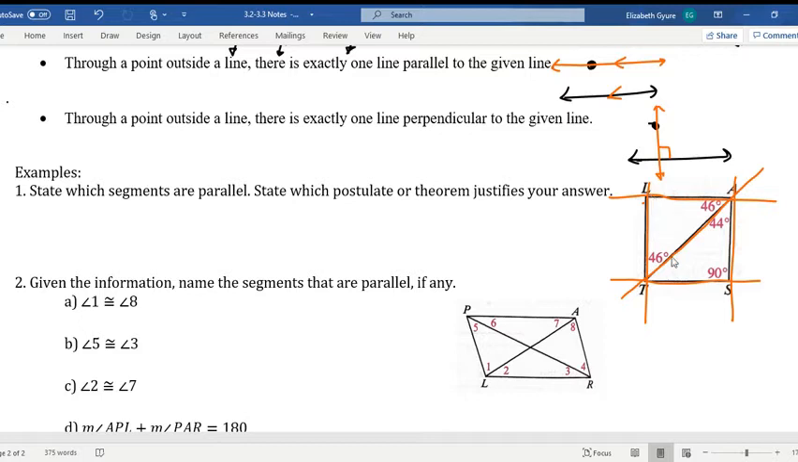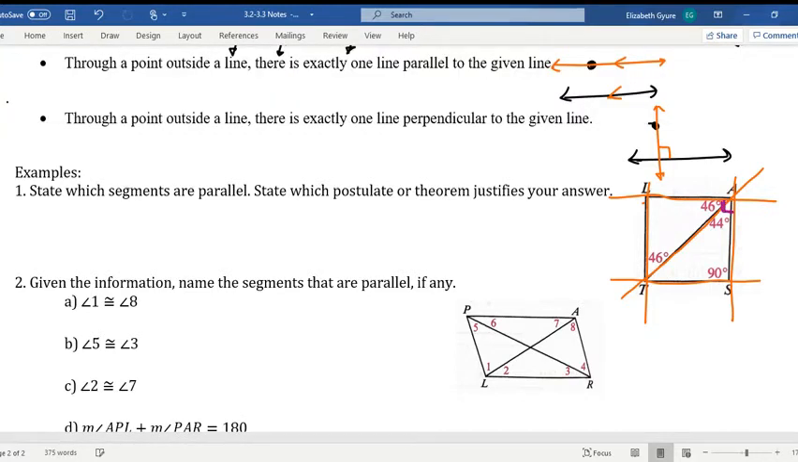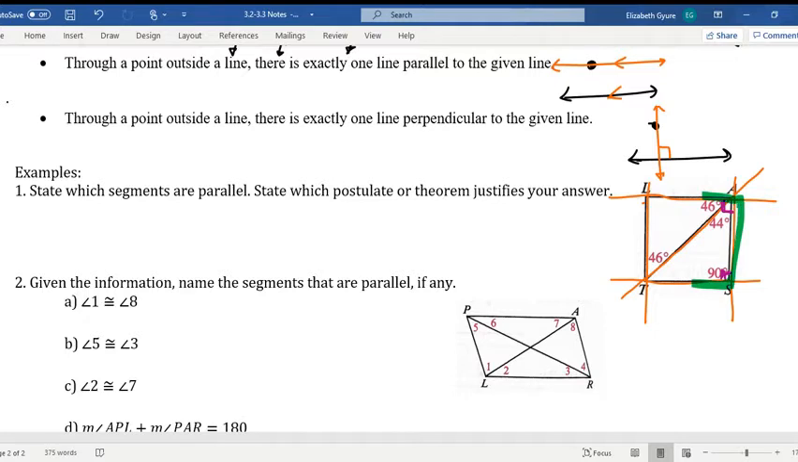Then here with this 46 and this 44, you would maybe have alternate interior angles, but they're not congruent. So we won't have any parallel lines here. However, if you take a look, here 46 plus 44 is going to give you a right angle in that corner. We also have a 90-degree angle here. So if we have a 90-degree angle and a 90-degree angle, 90 plus 90 is 180. And on this side here, we actually are going to have same side interior angles that are supplementary.